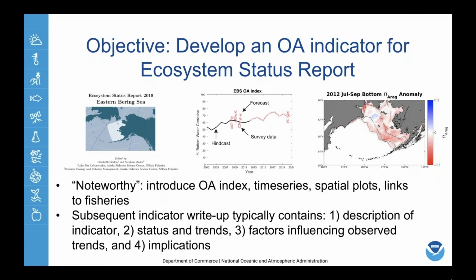Our second objective then is to develop an OA indicator for the ecosystem status report. OA is not currently included at all in this report, and so to kick this off this year, we're going to write a noteworthy section in this report that's essentially an introduction to a new in-development indicator, to explain OA and show some time series plots from the models and data. And then the plan is, in subsequent years, to have this as an annual recurring indicator write-up in the ESR that consists of a standardized set of functions. And whether that will be this chalkboard diagram, or an anomaly plot of what next year's conditions will be like, that'll be an in-development process.